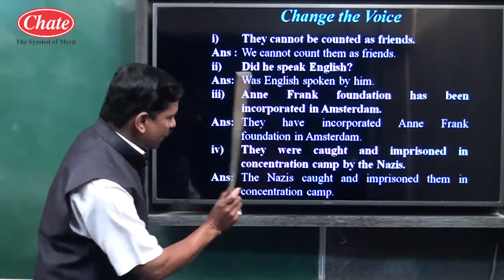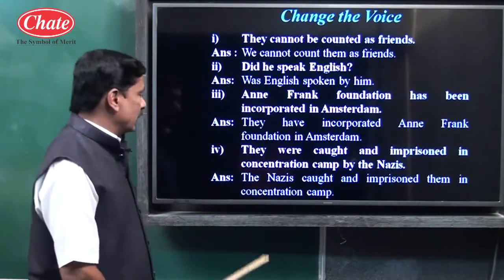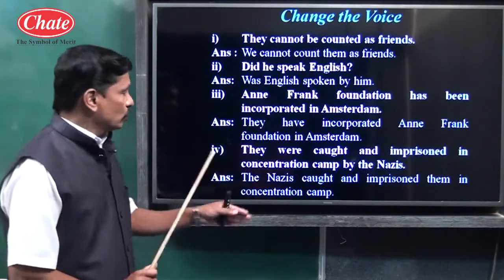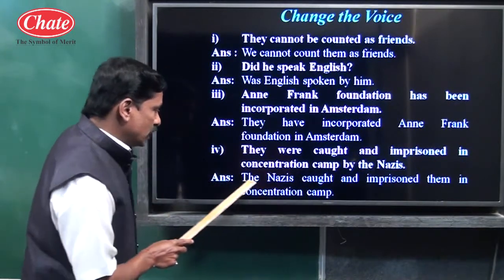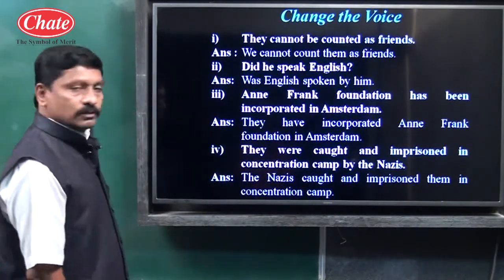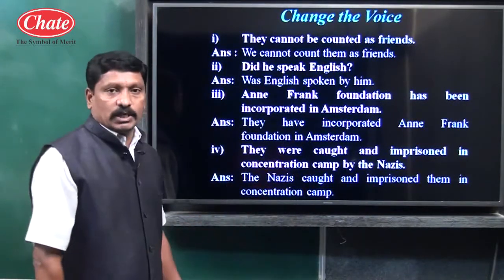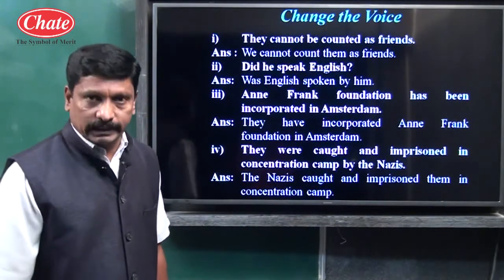After were, V3, the past participle form, has been given. So once again, example number 4 is in passive voice. We have to convert it into active voice. See here, by the Nazis. The Nazis becomes the subject here. Is it clear, children? After were V3 has been given, it means the given sentence is in simple past tense.